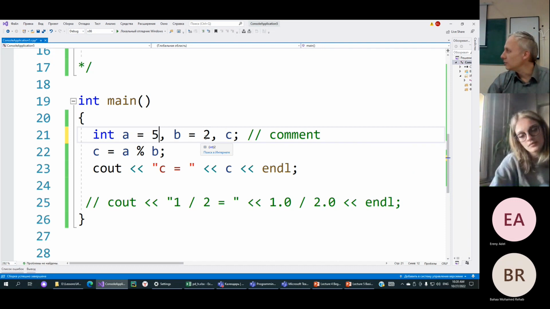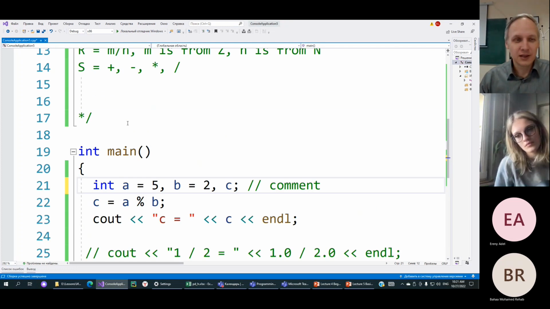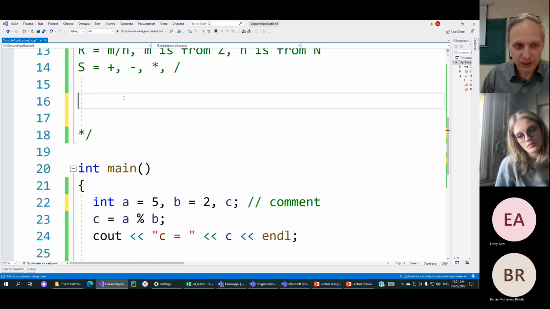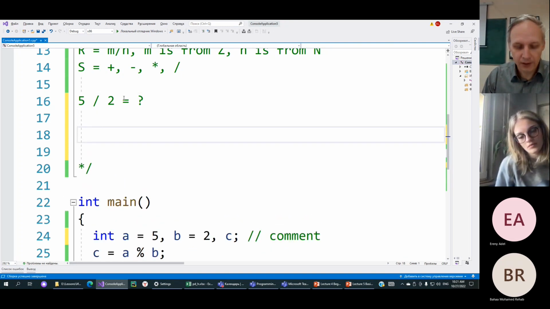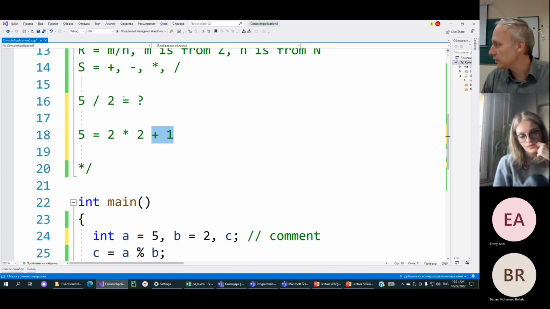Five over 2. It's not a remainder, it's a fractional part. But in mathematics, what is the meaning of the remainder? It means that in integer division 5/2, I represent 5 as 2 times 2 plus remainder. This one will be the remainder.